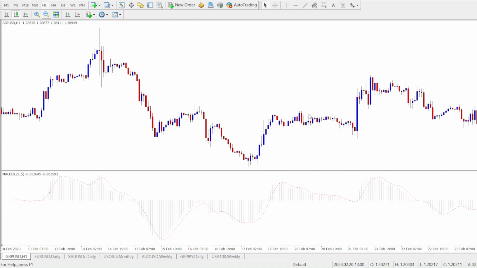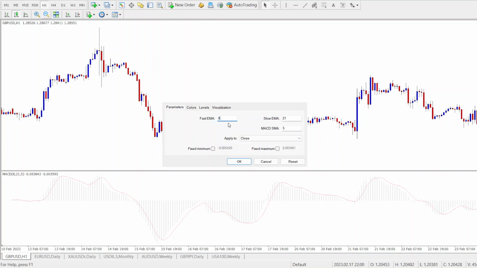Now we're going to break down these settings. Let's go back to the settings. We can see that I set the fast EMA to 8. The 8 is for the short term EMA. This shorter period helps capture immediate price movement, especially in the 1 hour chart. Then for the slow EMA, which is the long-term EMA, 21 is the new value that we are setting for the 1 hour chart.